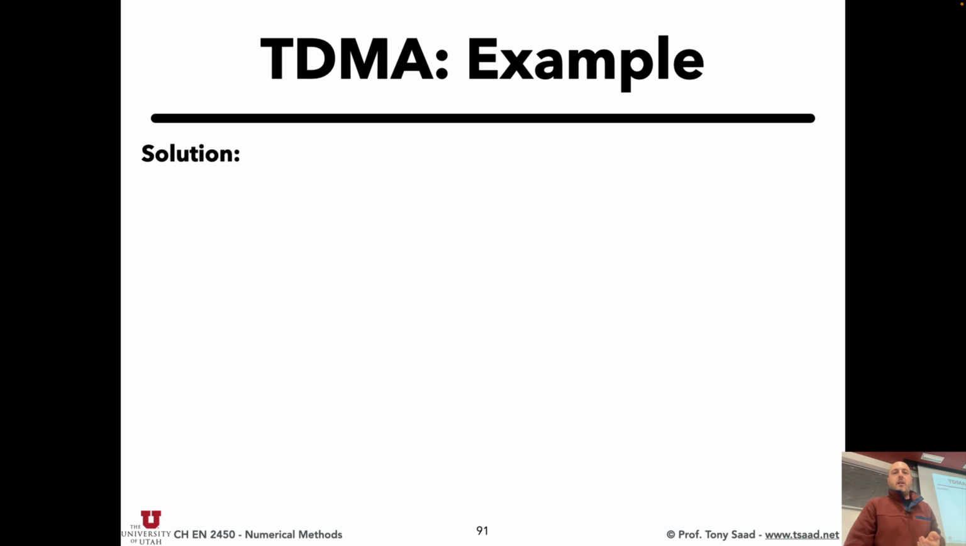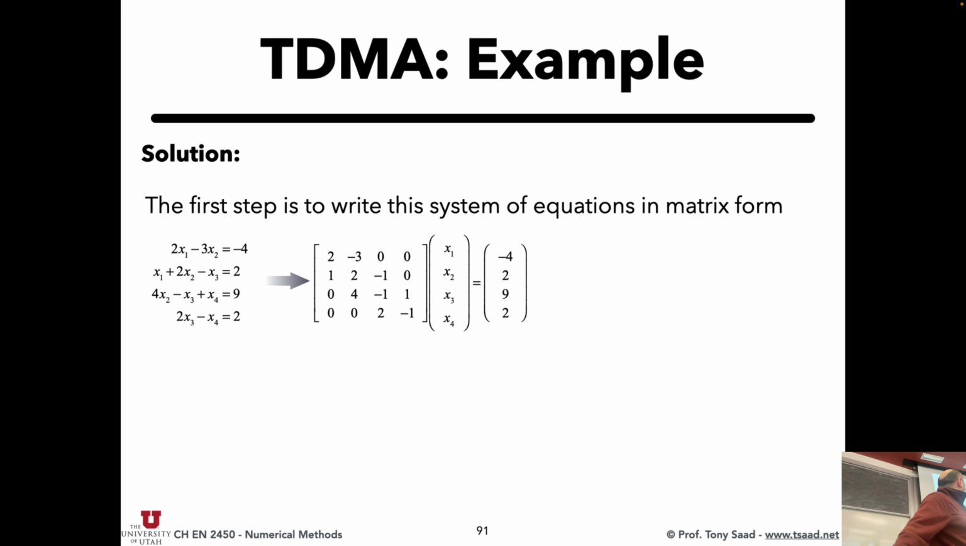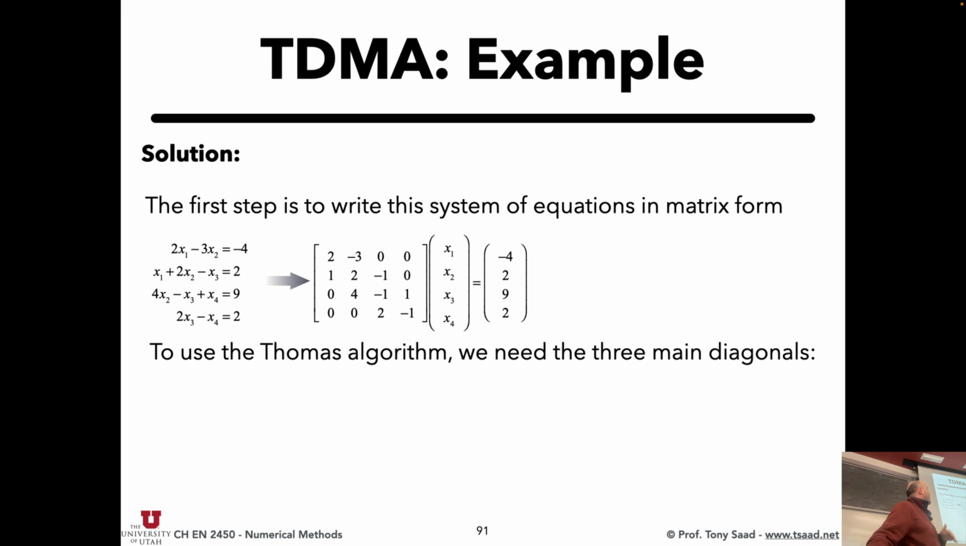Okay, so the first step, I would write this in matrix form. And it's already in tridiagonal form. It might not be given to you in tridiagonal form, so you might want to rearrange the equations so that it looks like a tridiagonal system. Then we need the 3 main diagonals. So that's what I would write first.